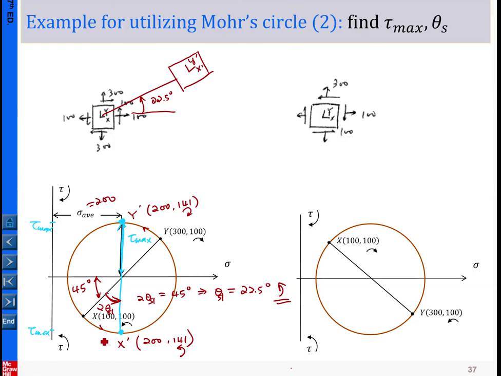Okay, so now in x prime, the stress is given by this one. The first coordinate is 200, the normal stress. The second magnitude is 141. So we know the shear stress is 141.